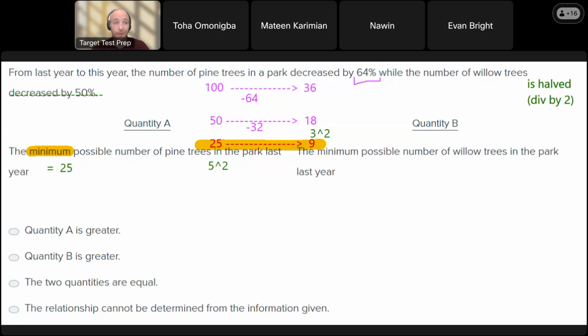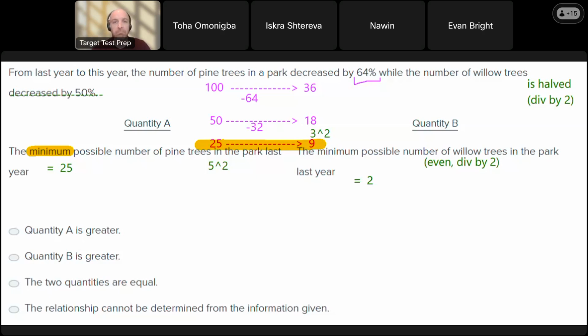It's just 2. Yeah, it's pretty wild, right? If I decrease by 50%, in other words, if I divide by 2, what that guarantees is that the number of willow trees is definitely even or divisible by 2. Okay, well, it could be any number that's divisible by 2. So what's the minimum? It's 2.